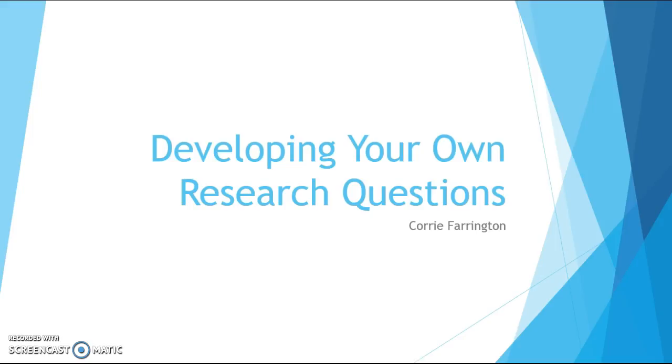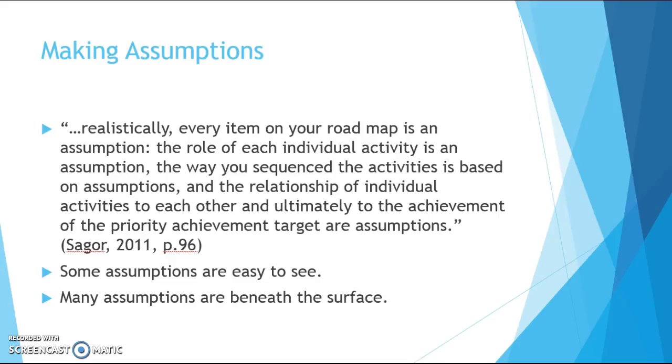So, something Sager actually says in the text is that realistically, every item on your roadmap is an assumption. So he goes on to say that every piece of it is an assumption. We, as educators, or wherever you might be in our classrooms, are assuming something and creating our research question based on that. So some assumptions are really easy to see. They are very much on the surface of our research questions we've developed, but many of the assumptions, most of them, are beneath the surface. They're a little deeper in, and you have to kind of dig a little deeper to find them.